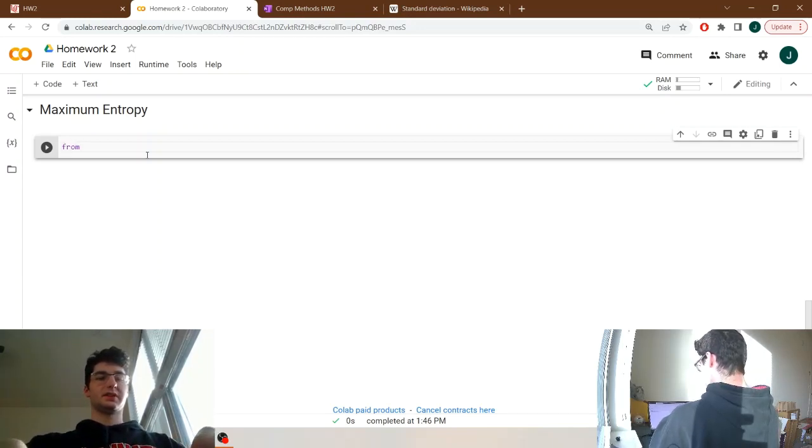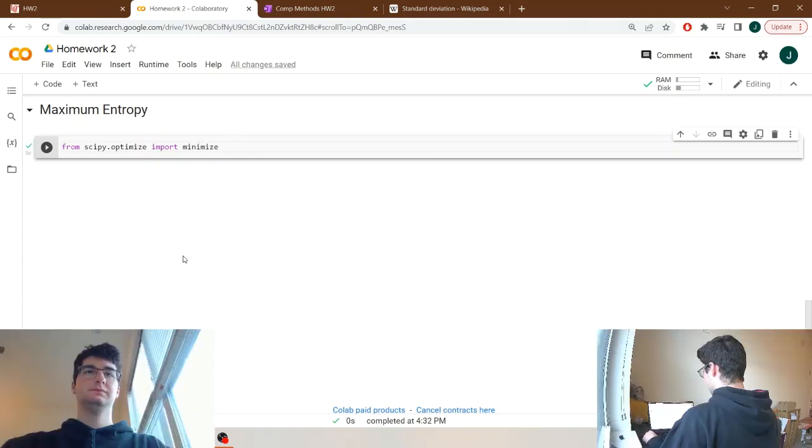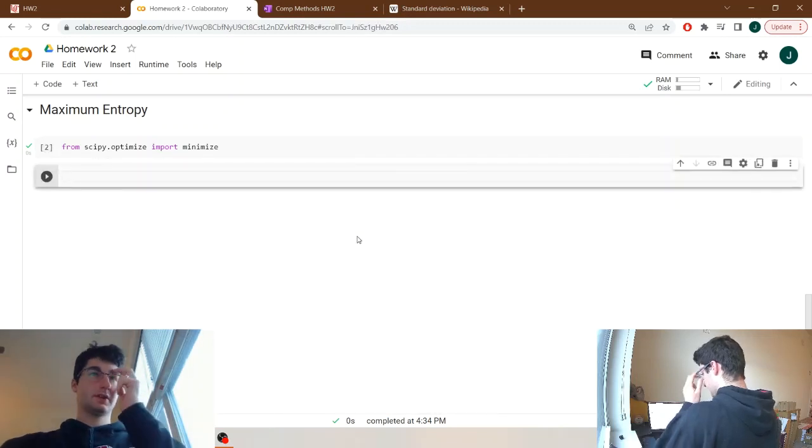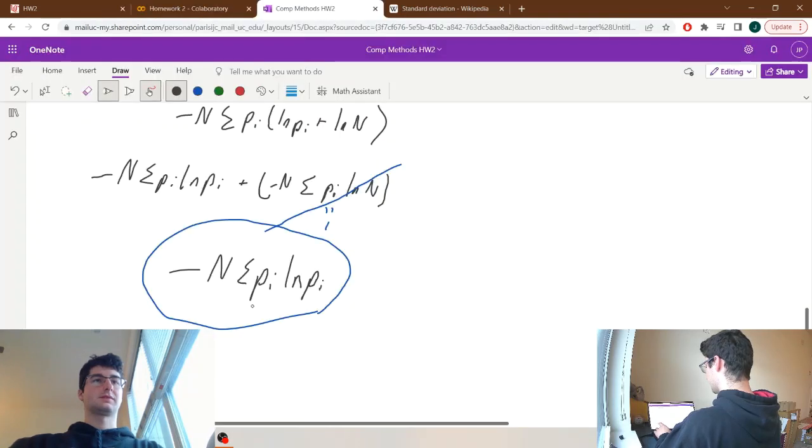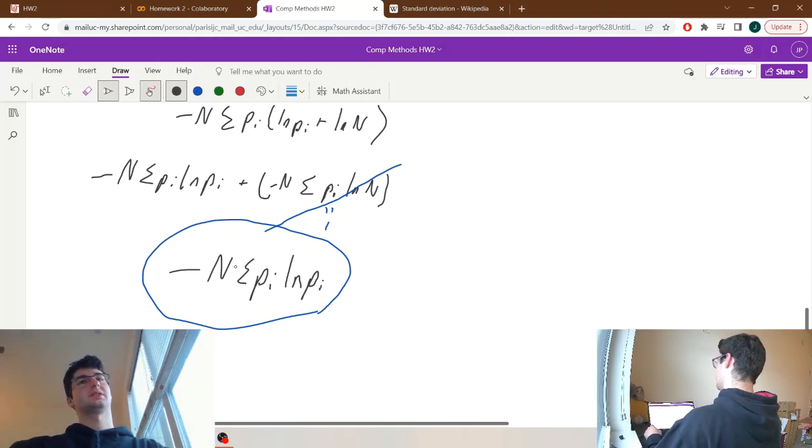So the first thing we're going to need is to import the minimize function. Okay, so now we have this minimization function. Then we're going to code in our entropy function from part 1b, which is this function here. So it's the sum of the probability times the natural log of the probability, multiplied by n, which is the number of samples.